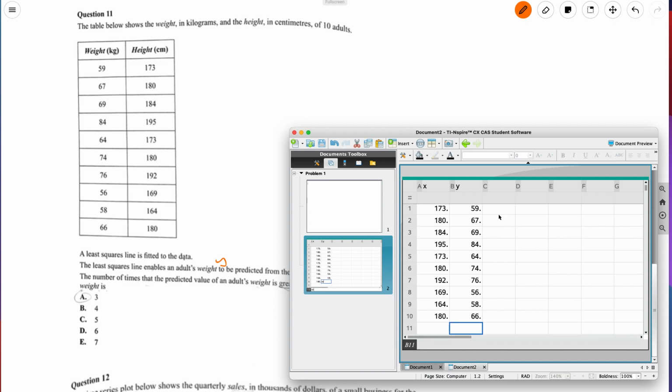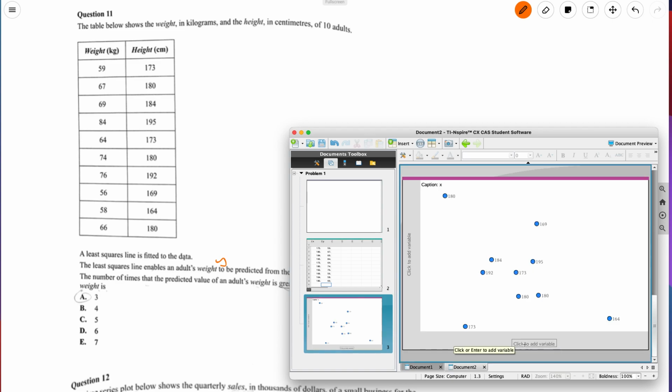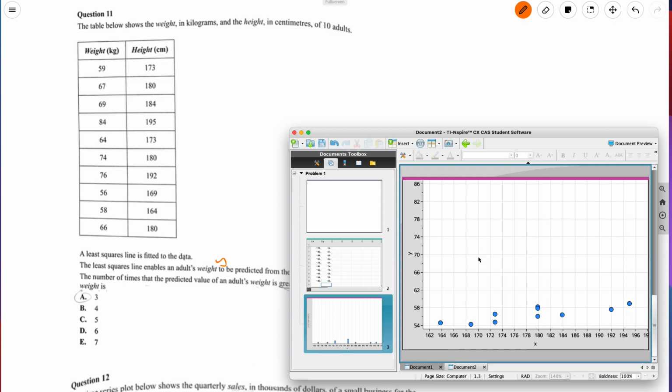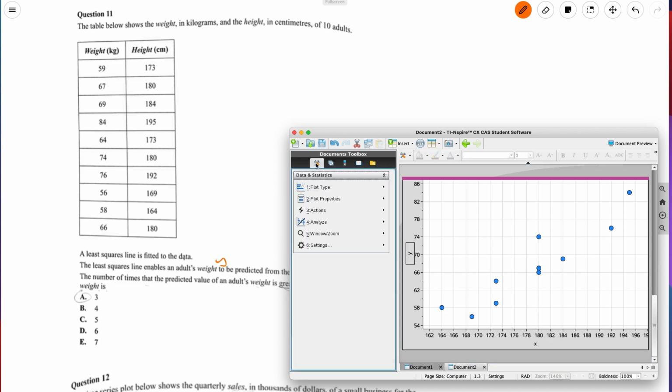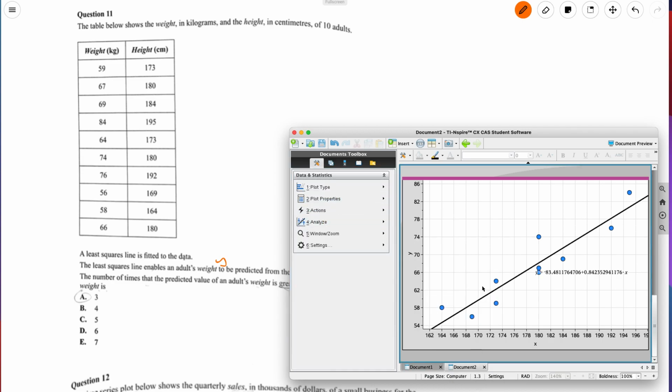Okay, so then we're going to go Control I, put in data and statistics. We'll get our scatter plot going. We'll put in X, we'll put in Y. There we go. And then we'll do our regression line. So that will come under Menu, Analyze, Regression, Show Regression. We'll do it in that form.